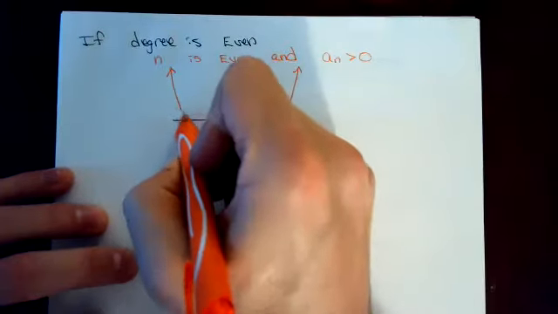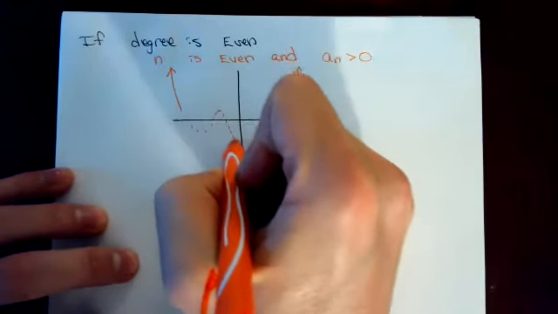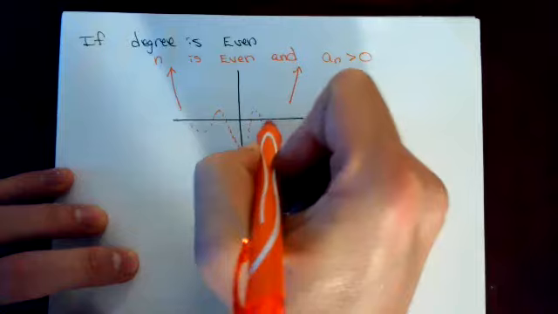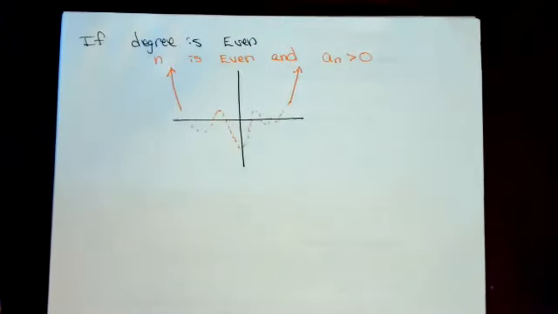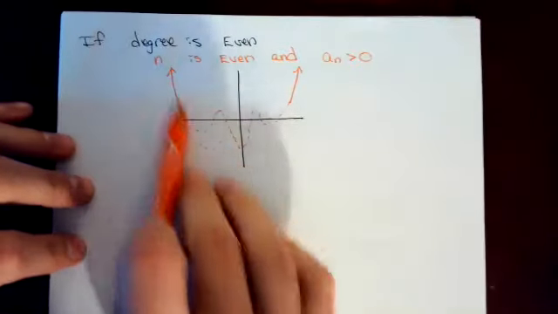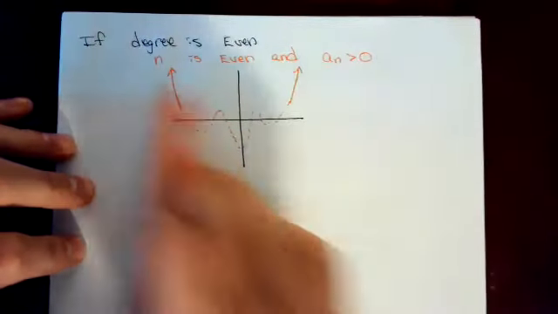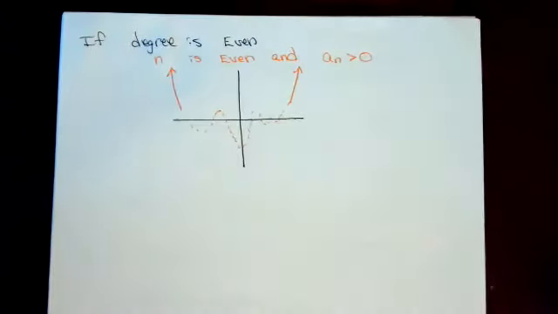We don't know what's going on in the middle. We'll work more on that. I'll probably get to it on Wednesday. Could be a bunch of bumps. We don't know how it's looking just from that information. But we do at least know what's going on at positive infinity and negative infinity.